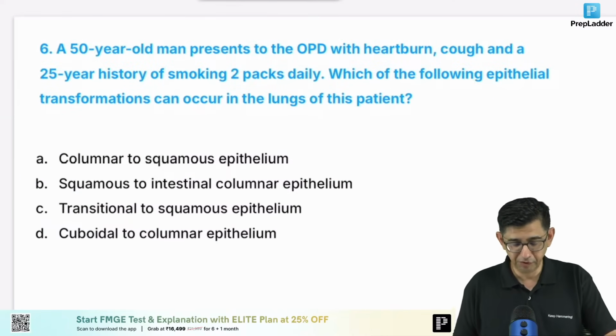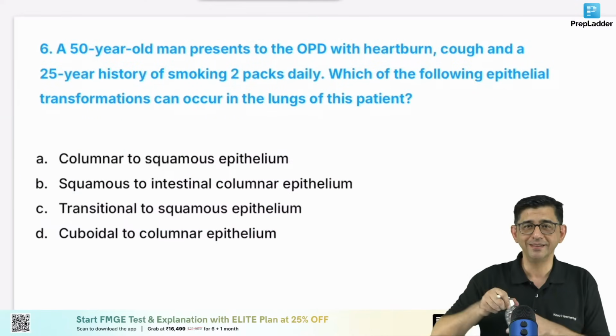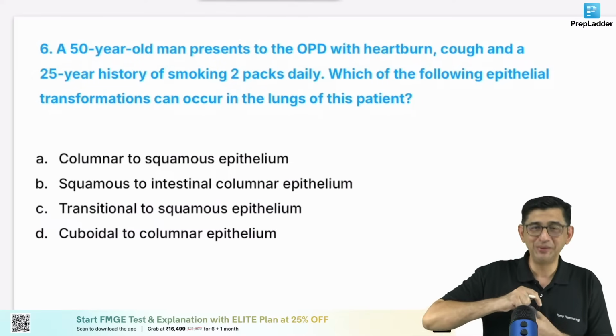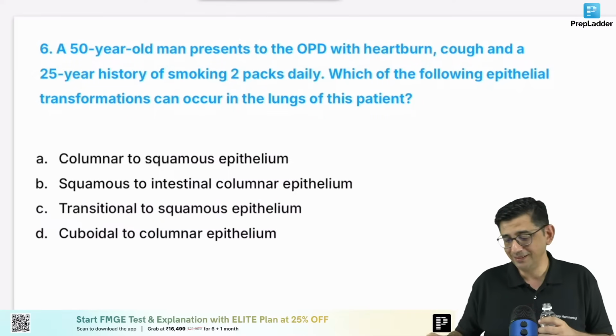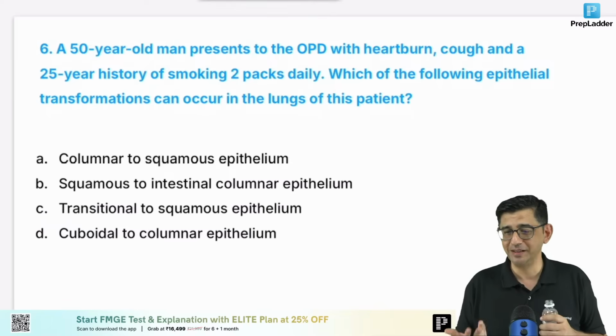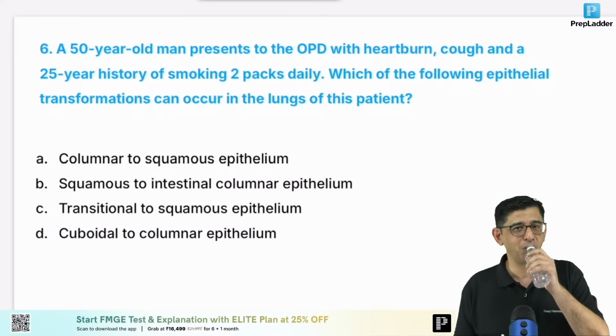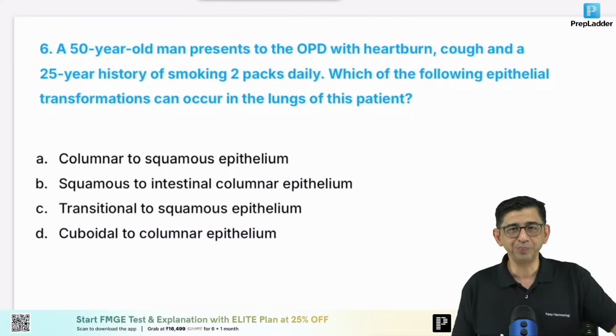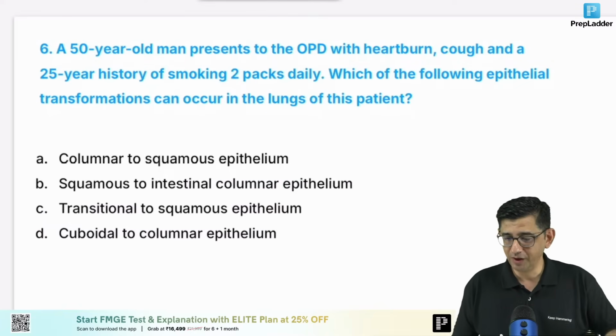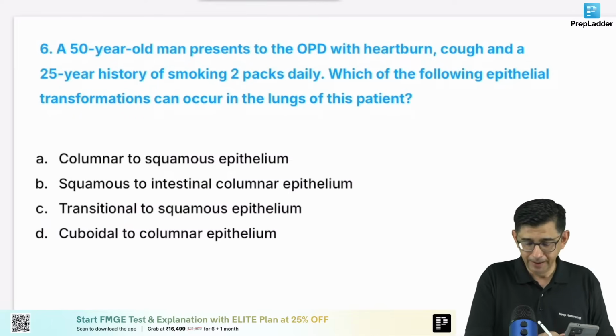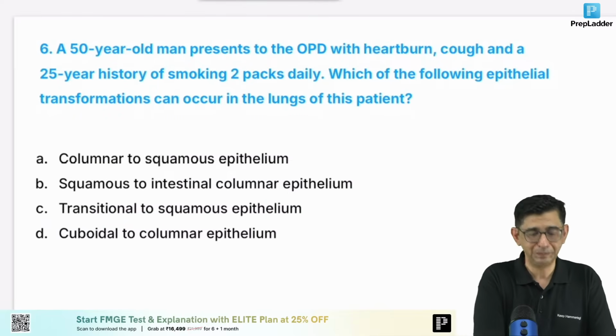We have this 50-year-old man. Here I can take it easy, right? He presented to the OPD with heartburn and cough and a 25-year history of smoking 2 packs daily. Since college, he has been smoking cigarettes. Now he asks, which of the following transformations would be commonly seen in the lungs of this patient? I think a very simple and easy question.